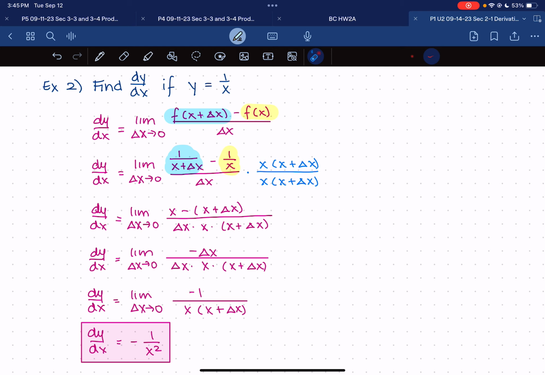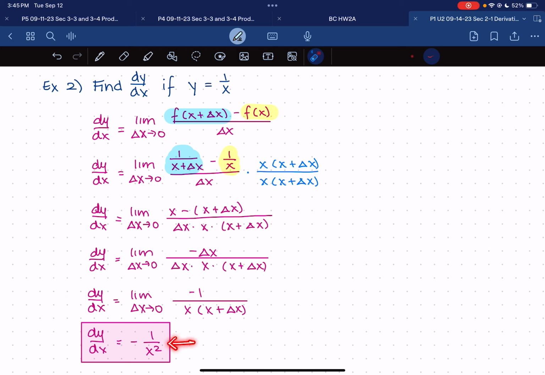Now notice, this time we got another function, negative 1 over x squared. We had y equals 1 over x, and now we have this. So this is giving us the slope of the curve at any point. We'll take a look; there's an example at the end that I already have plugged into Desmos. We can take a look.